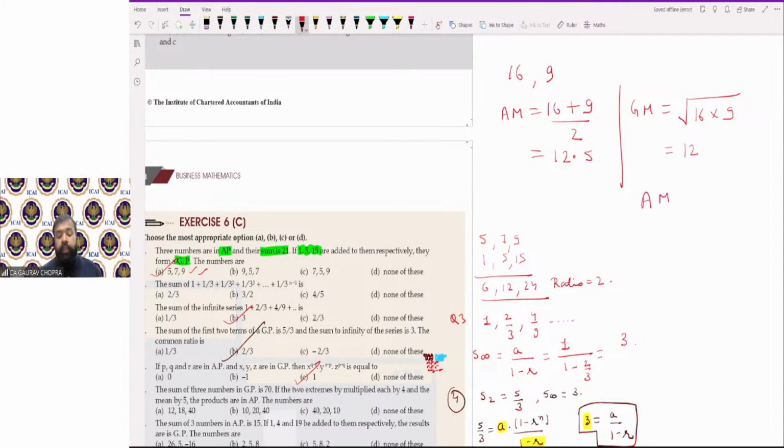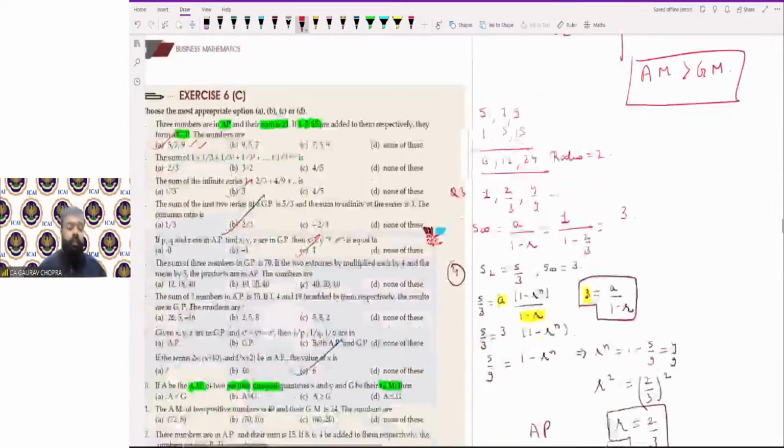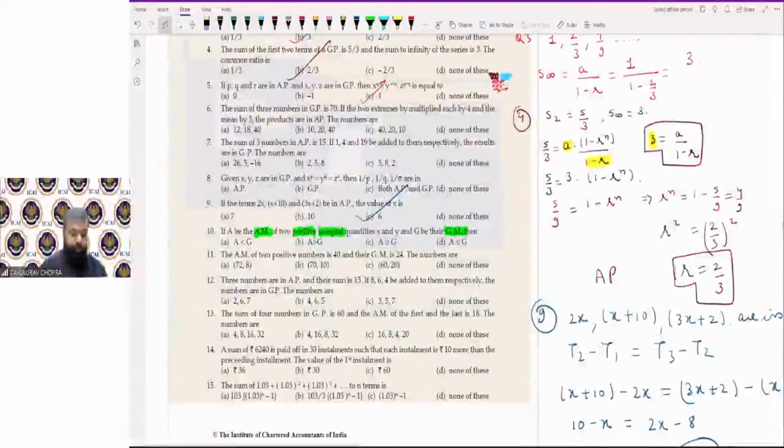So arithmetic mean will be greater than geometric mean because the values are unequal. अगर values equal होती तो if values are equal, then AM and GM will also be equal. Let's say 10 and 10. If both the values are 10, then arithmetic mean will also be 10, geometric mean will also be 10. So in that case, these two will become equal. But whenever the values are different and positive, AM will be greater than geometric mean. So which one is correct? Option number B is perfect.